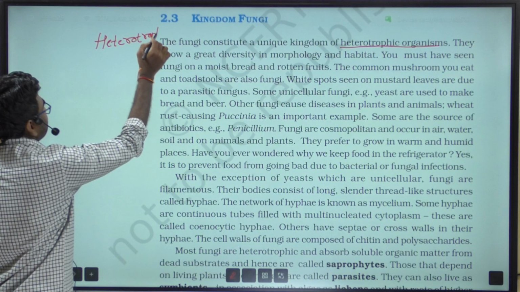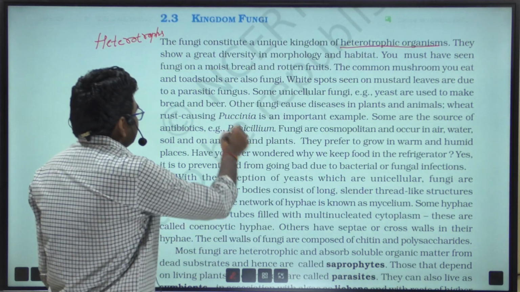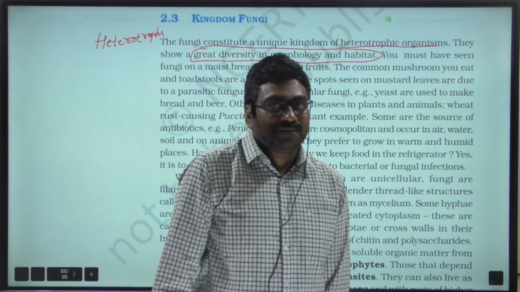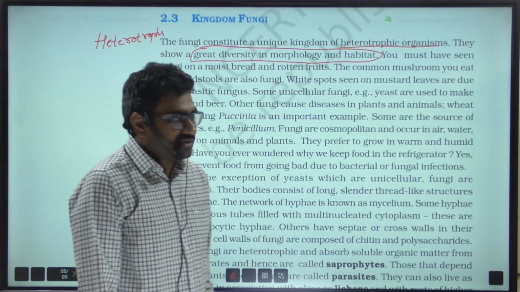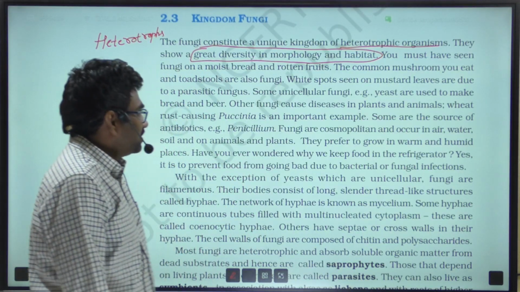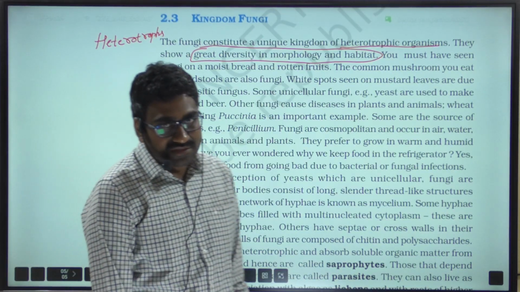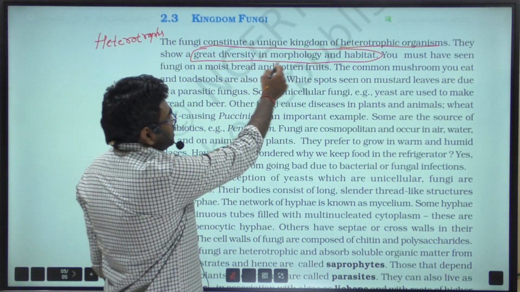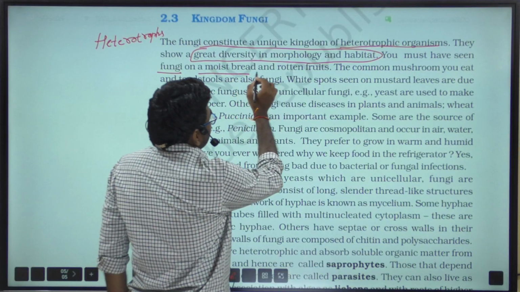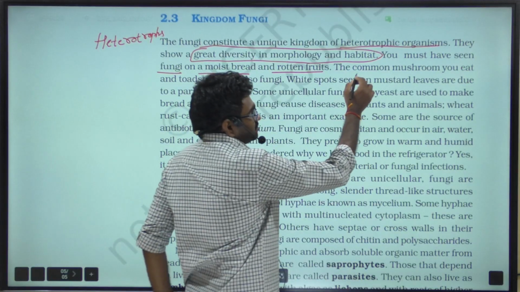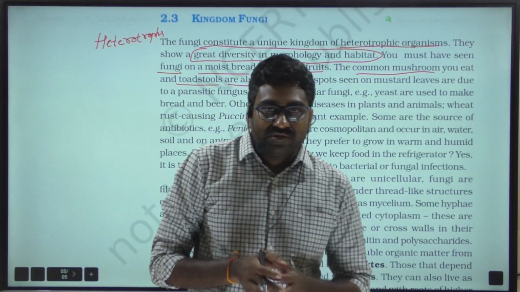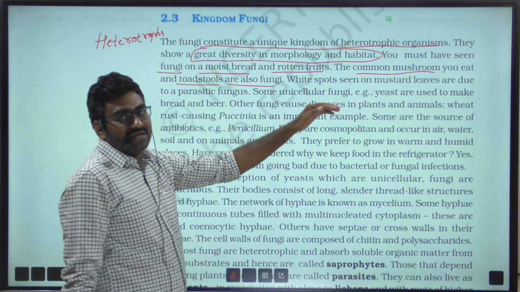So kingdom fungi contains heterotrophs, and very important, they show a great diversity in morphology and habitat. Whereas in kingdom Monera, bacteria are the sole members. They show great metabolic diversity, and bacteria are simple in structure, complex in behavior, whereas the fungi show a great diversity in morphology and habitat. You must have seen fungi on moist bread and rotten fruits. The common mushrooms you eat and toadstools are also fungi, and they are edible.